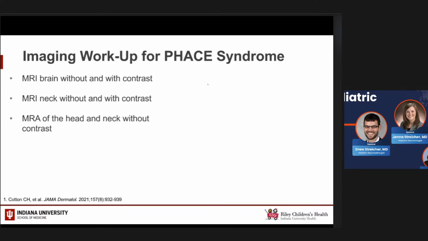And so the imaging workup for PHACE syndrome, do you want to? Yeah, so they have pretty set guidelines of what should be ordered to work up PHACE syndrome, and that includes an MRI of the brain without and with IV contrast, an MRI of the neck without and with contrast, and an MRA of the head and neck, and we can usually do that without contrast, just our time of flight imaging. The MRI soft tissue neck without and with contrast is in their guidelines. I don't really understand why, personally.